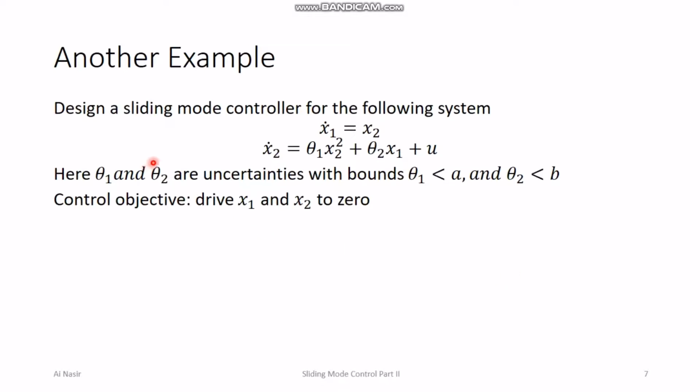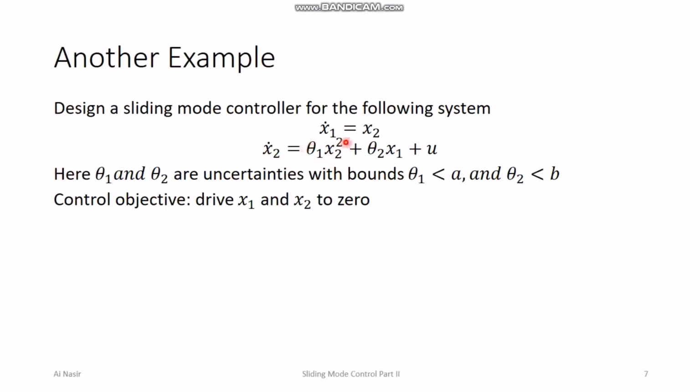Another example. In the previous example, you might have noticed that we did not incorporate any uncertainties, while the major advantage of sliding mode control is that it deals with uncertainties. So we must have another example, and this is another example of a second order system where we have x1 dot equals x2 and x2 dot equals theta 1 times x2 squared plus theta 2 times x1 plus u, and here theta 1 and theta 2 are unknown uncertainties in the model.